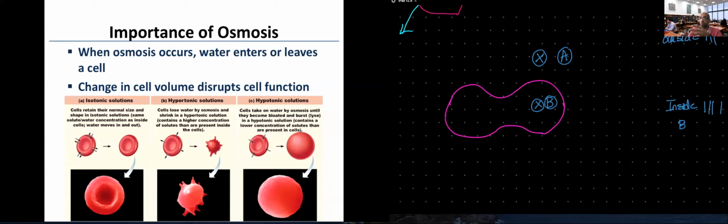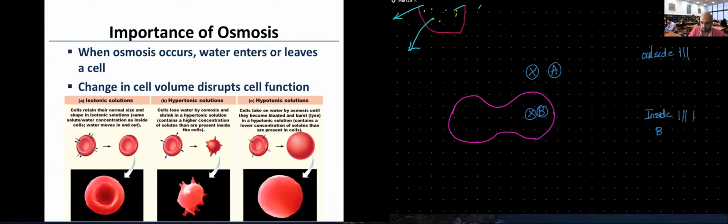So in order for you to maintain normal function of the cell, which one should have higher solute concentration, inside of the cell or outside of the cell? This is my question.